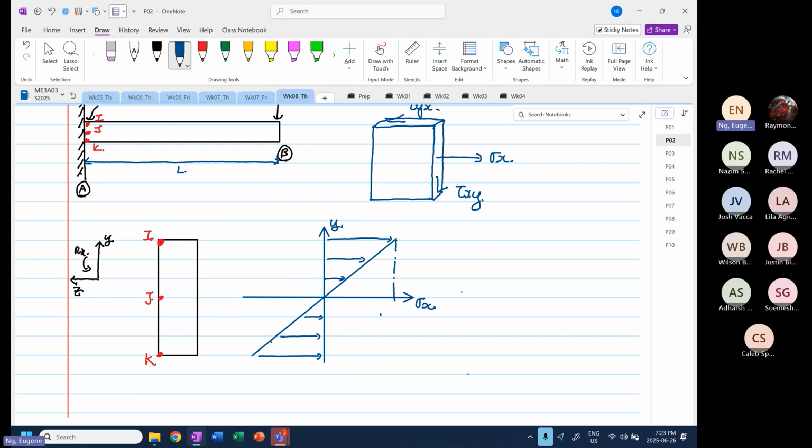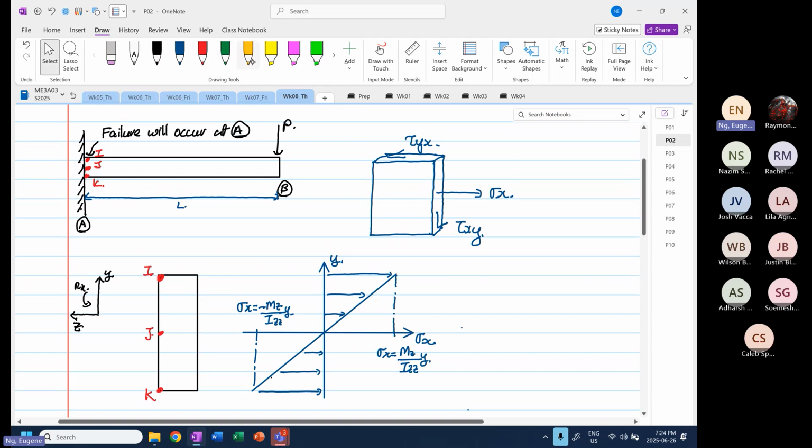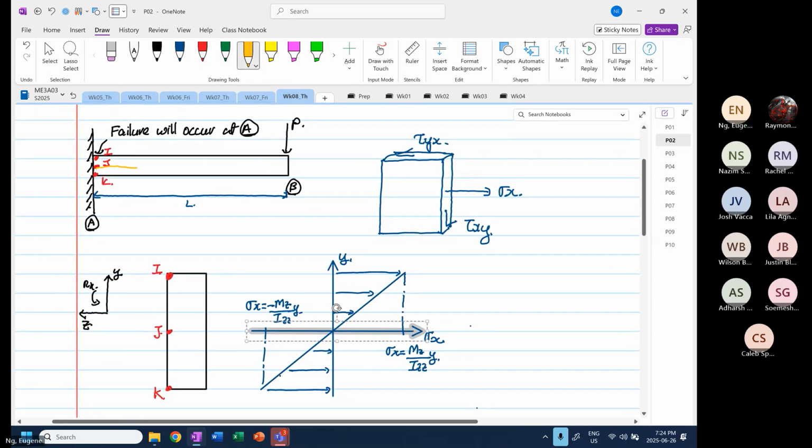This is equal to stress X is equal to Mz over Izz multiplied by y. And for this case, you have stress X is equal to minus Mz over Izz multiplied by y, because the structure, if I'm going to draw the deformation pattern, looks like this. So this is our deformation pattern.